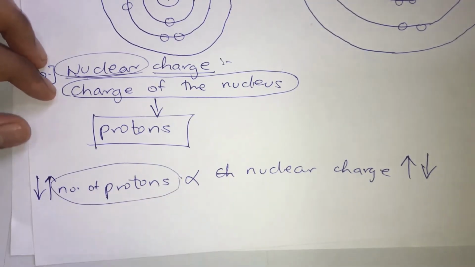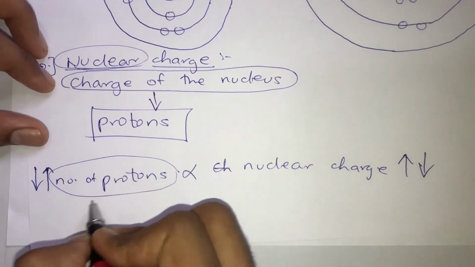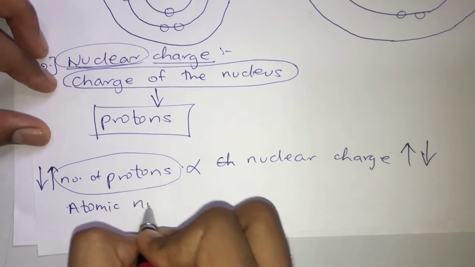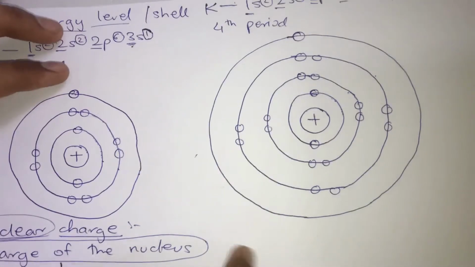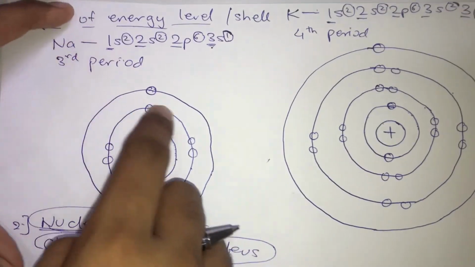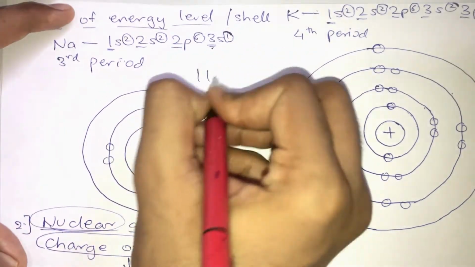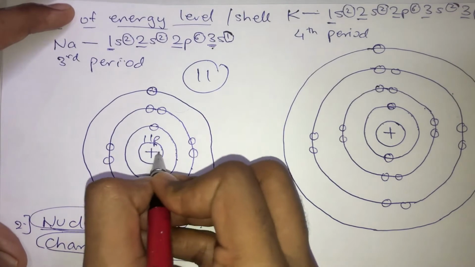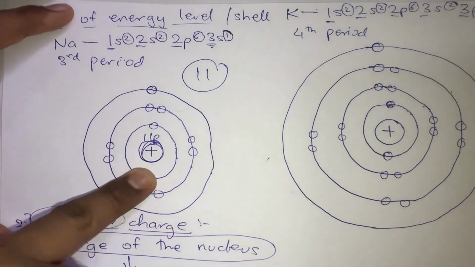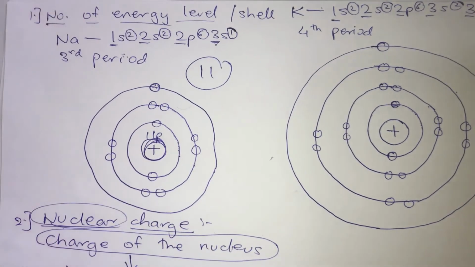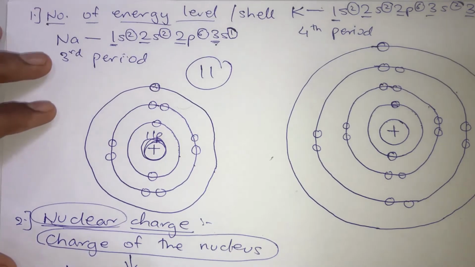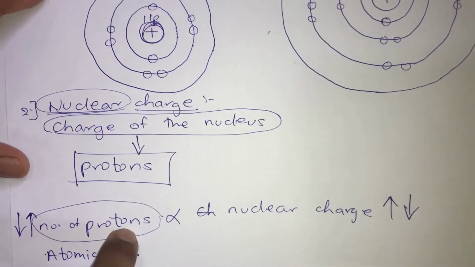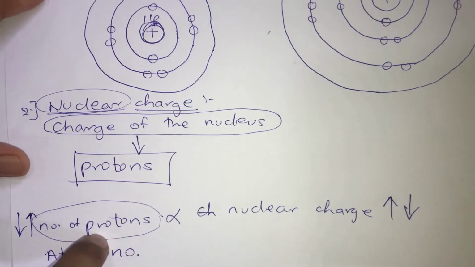And if I ask you one question, how do you get to know the number of protons present inside the atom? This number of protons is nothing but the atomic number. So if the atomic number of this particular sodium is 11, which means that there are 11 protons present inside this nucleus. So the atomic number is going to tell you all the number of protons present inside the nucleus.